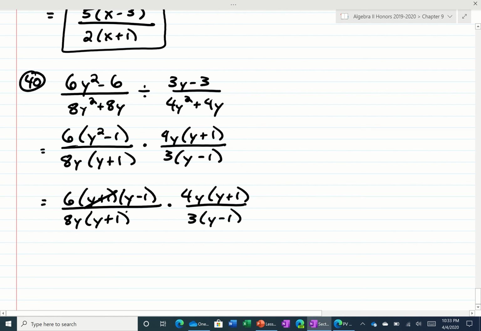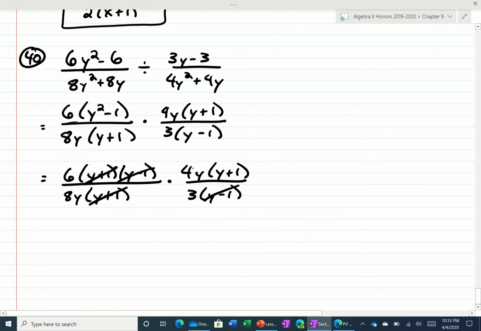And this cancels with this. This cancels with this. I know that 4 goes into 8 twice. 3 goes into 6 twice. The 2's would therefore cancel. These y's would cancel. So the only thing left standing looks like it's just the y plus 1 for number 40.